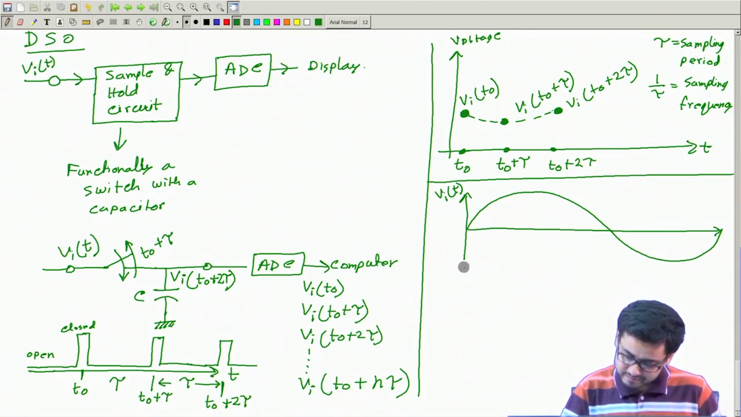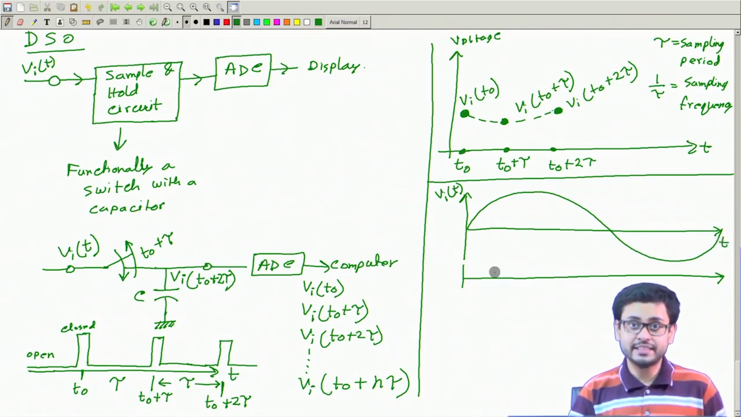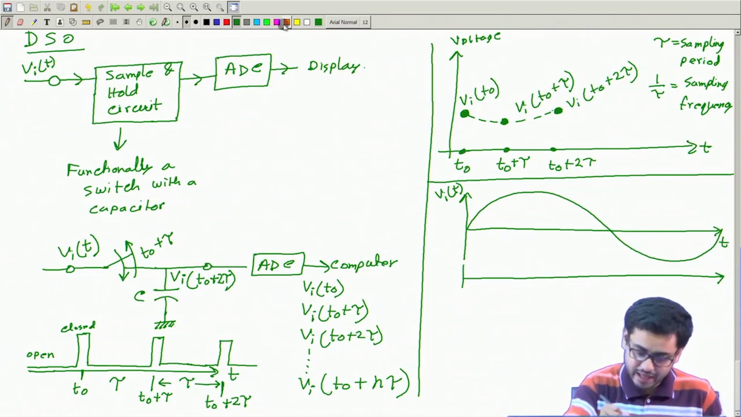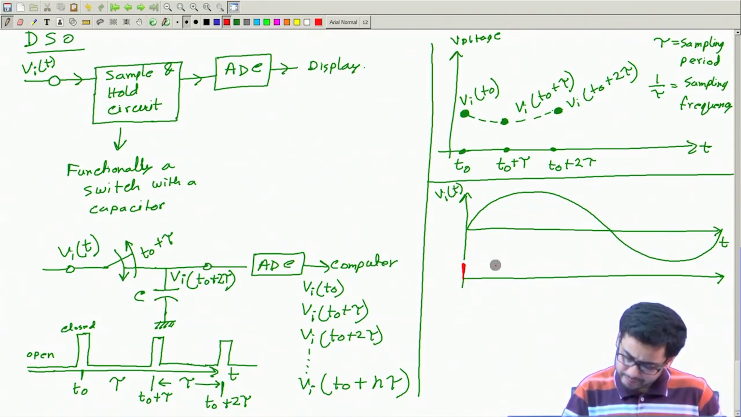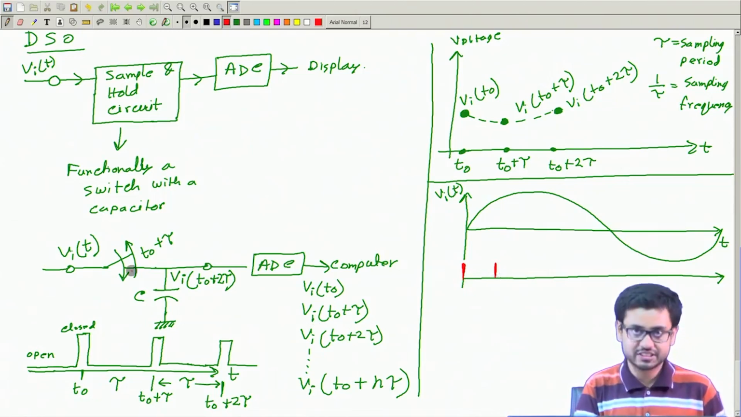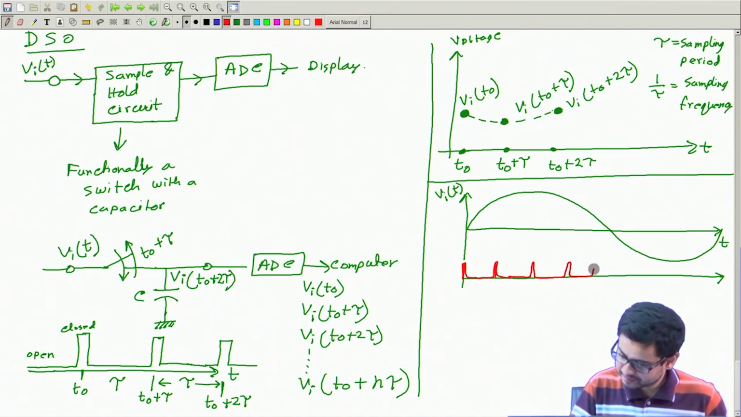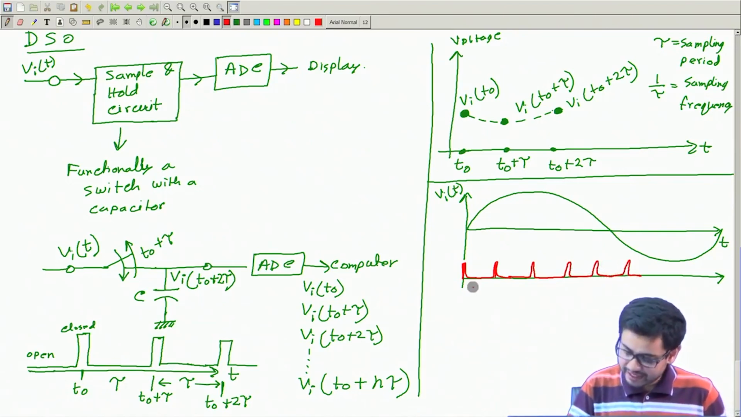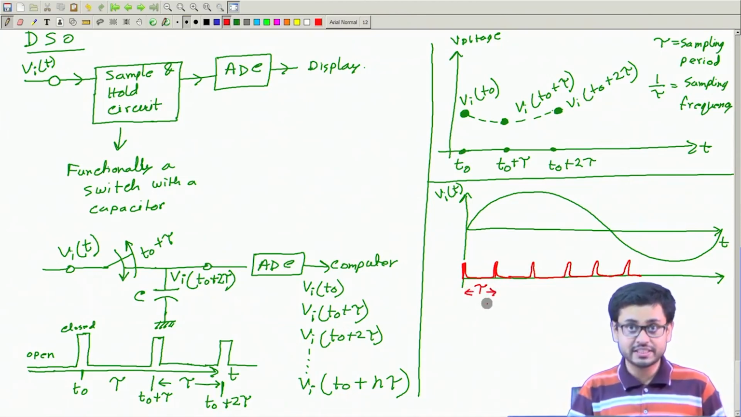Now say here on the time axis I mark the points where I take the samples. Suppose I take the sample at this moment at t0, then I take the sample here. That means at this moment I close this switch. The switch is closed here and then opened, here closed and then opened. So these are the moments where I am taking the samples, and this gap is tau, the sampling period. 1 over tau is the sampling frequency.